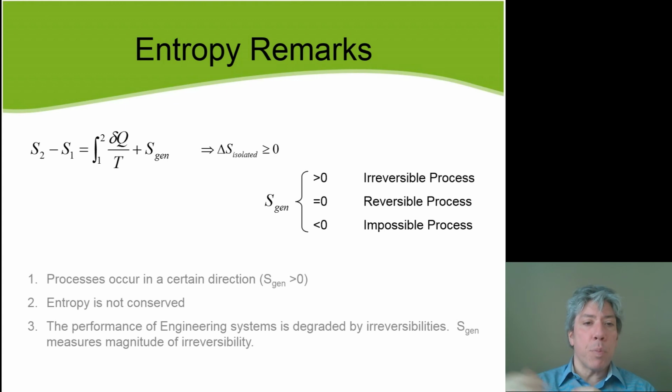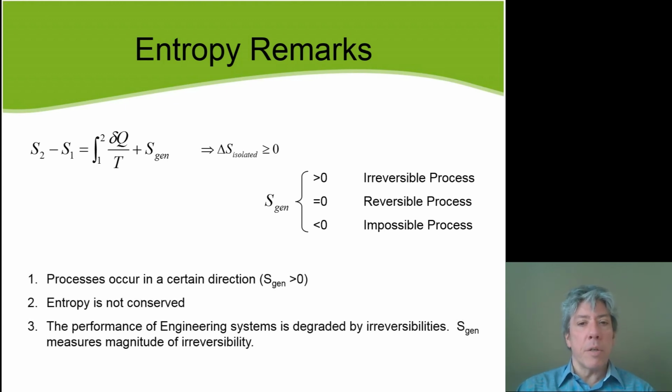Okay, and that's what makes processes go forward, because processes will only occur when entropy is generated. Entropy is not a conserved thing. It is created from nothing. And unfortunately, engineering systems are degraded by irreversibilities, and Sgen is actually a really nice measure of the magnitude of irreversibility. So the more entropy that is generated, the lower the performance of engineering systems typically.